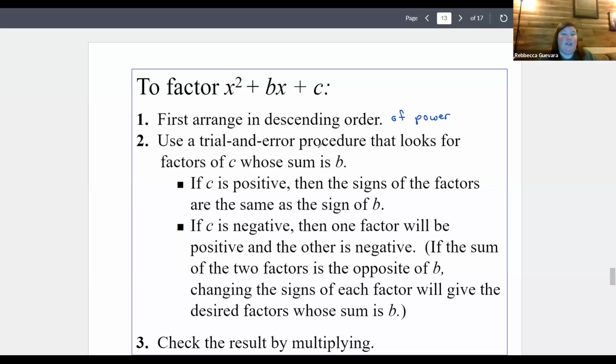You want to use trial and error procedure to look for factors of c whose sum is b. We said if c is positive, then the sign of the factors have to be the same. They're either both positive or they're both negative. If c is negative, then one factor will be positive and one factor will be negative. And then we just check our results with multiplying.